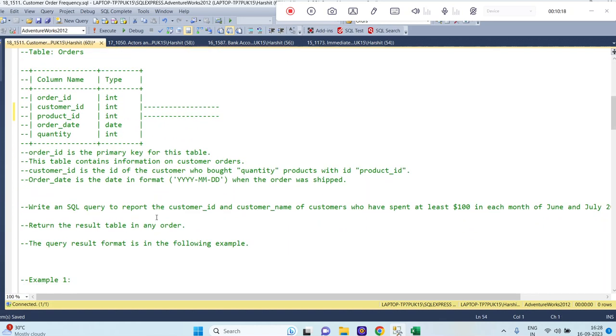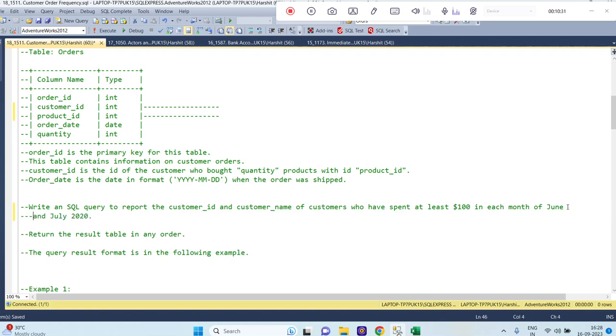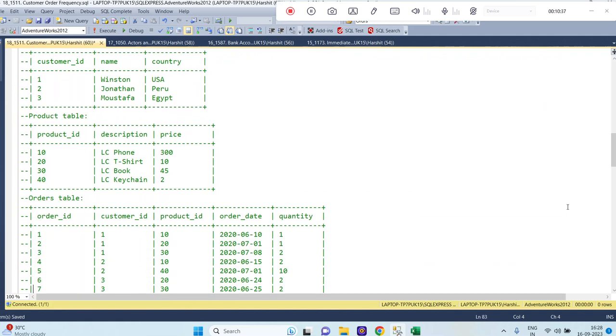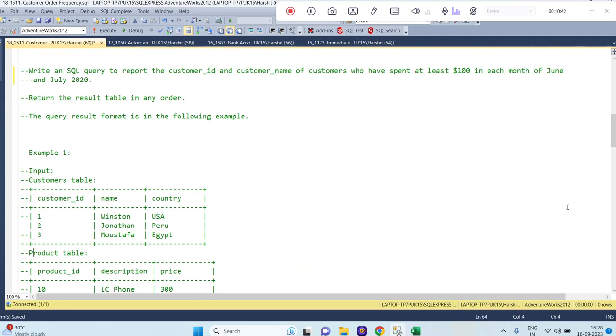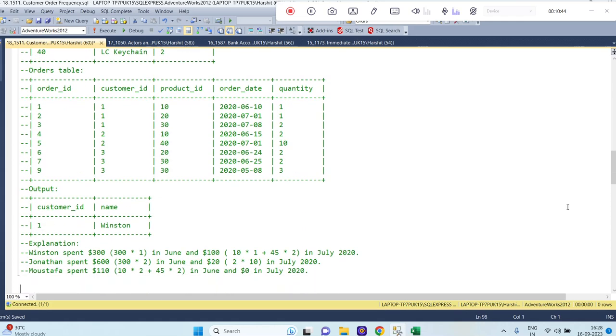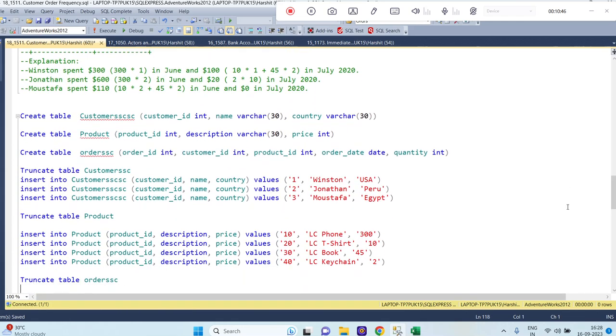Write a SQL query to report the customer ID and the customer name of the customers who have spent at least $100 in each month of June and July 2020. Return the result table in any order. So here I have created all these three tables: customers table, products table and orders table, and inserted the data into the same.